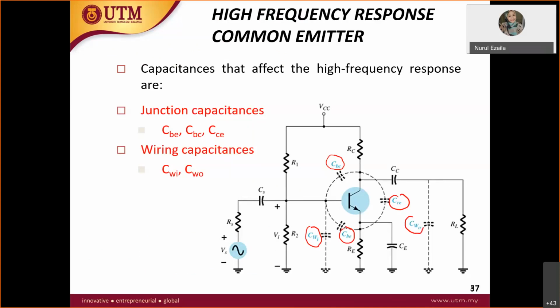So you're going to have 1, 2, 3, 4, 5 capacitances that must be included in your AC analysis circuit at high frequency. What happens is that the coupling capacitors will be shorted, and shorted, and shorted. So when CE is shorted, RE is no longer in the circuit. So you have here base, collector, and emitter.